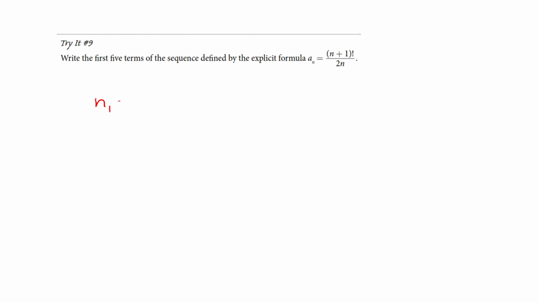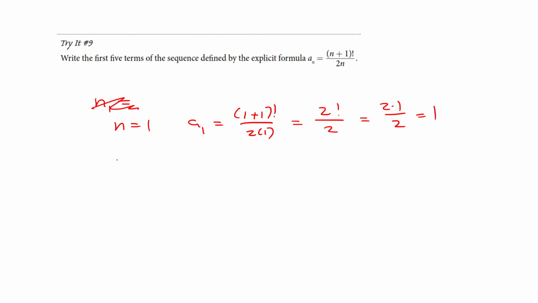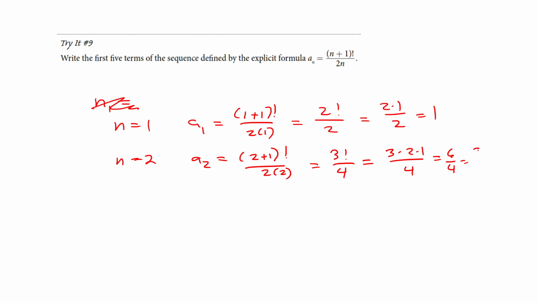Okay, so let's try one here. When n is 1, a1 is going to be 1 plus 1 factorial over 2 times 1. So 2 factorial over 2. So 2 factorial is 2 times 1 over 2 is going to be just 1. Let's do it again. A2 is going to be 2 plus 1 factorial, so 3 factorial over 4. So 3 factorial means 3 times 2 times 1 over 4. So we get 6 fourths, or 3 over 2.